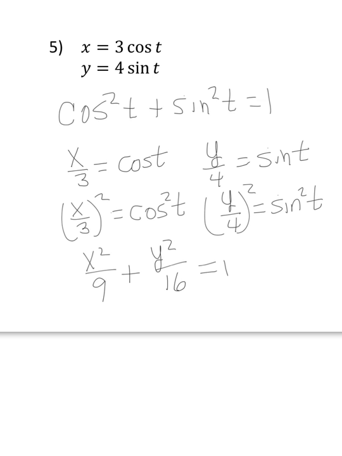As you probably recognize right here, this is the equation of an ellipse. And so these two parametric equations were the parametric equations for this ellipse. And we converted these parametric equations into the rectangular form of the equation of the ellipse, which is something that you should be able to recognize by now.